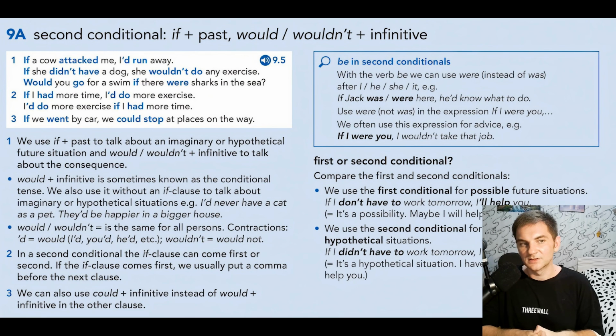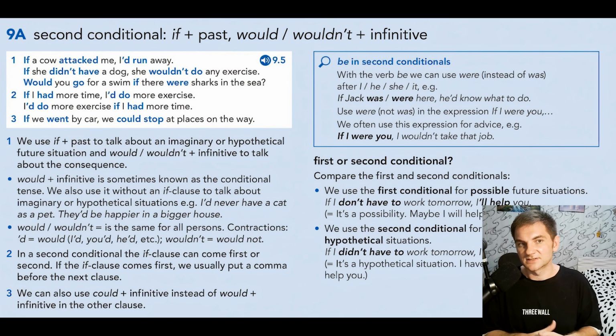For example, if Jack was here, or you can say if Jack were here, he'd know what to do. Use were, not was, in the expression if I were you. We often use this expression for advice. For example, if I were you, I wouldn't take that job. If it sounds confusing, it's okay. You can use if I were you, I would do that, or I would do this, and so on.